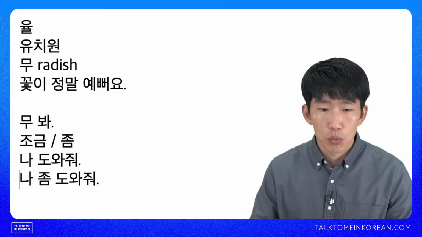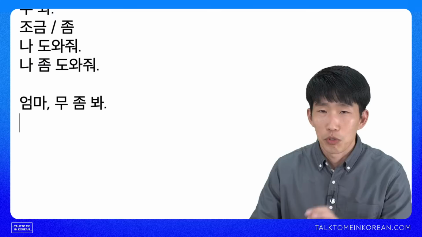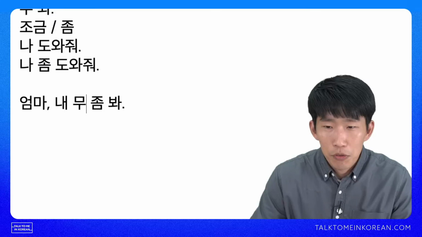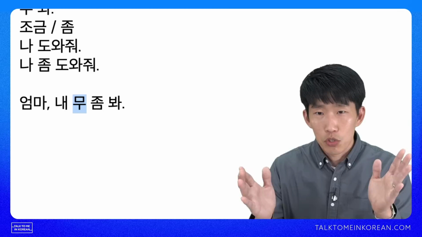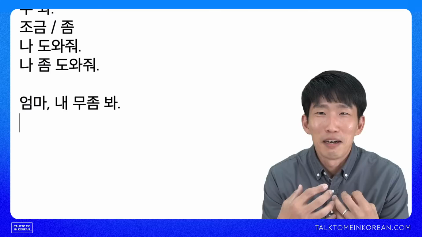And then he said, 무 좀 봐. He was talking to my wife, his mom, so he was using 반말, casual language. 엄마, 내 무 좀 봐. He didn't pronounce this word with a long vowel. He actually said it with a short vowel and put this together really quickly. 내 무 좀 봐. 무 좀 is athlete's foot. So you know what it means, it's athlete's foot.